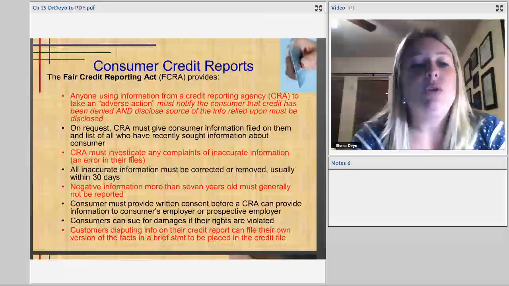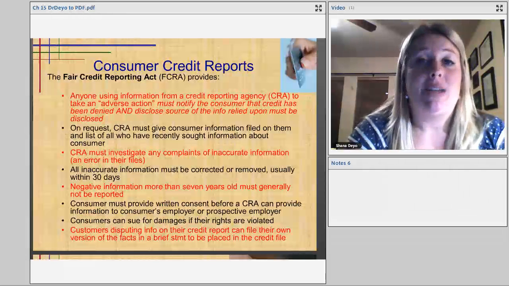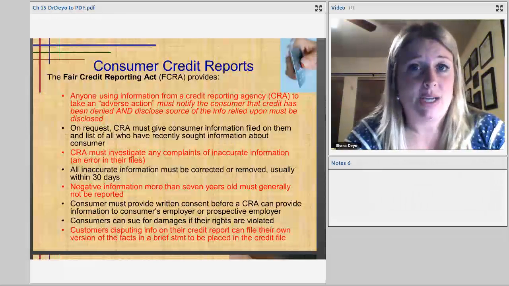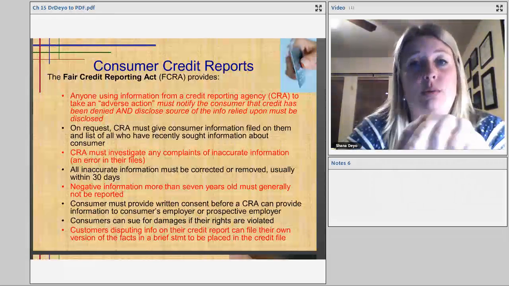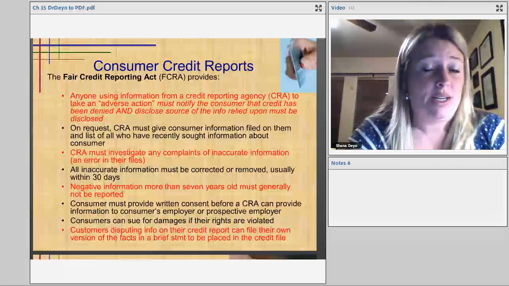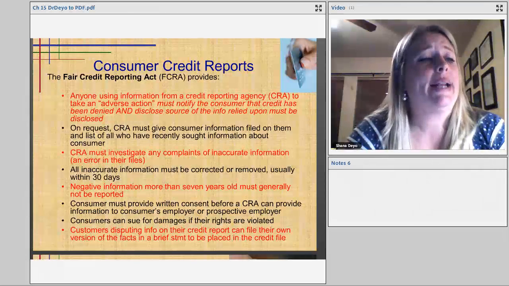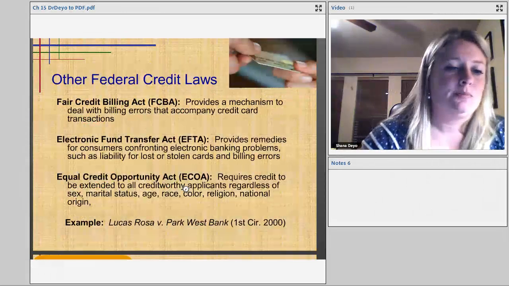And customers disputing information on their credit report can file their own version of the facts in a brief statement to be placed in the credit file. So if you say, I have never been late, I don't know what this company is talking about, in fact, I've never even had a credit card with this company, you can file your own written statement of the facts, and the credit reporting agency also has to stick that in your file so that the next time someone pulls that information, before they have a chance to correct it, that other company looking at your file would also be able to see what you have written in there.